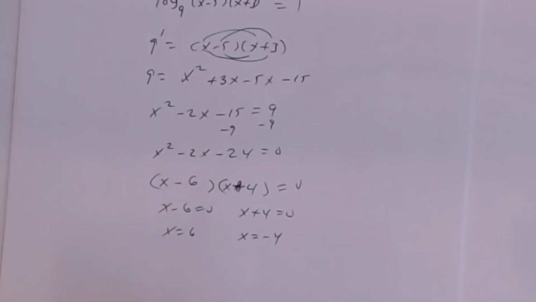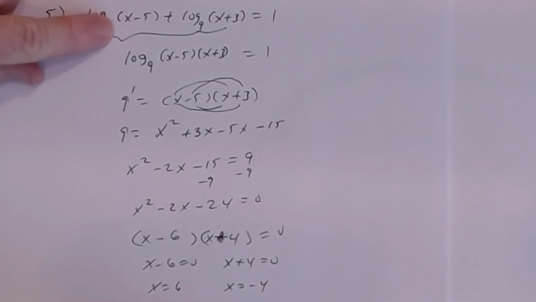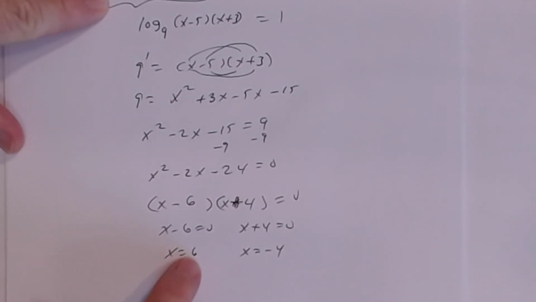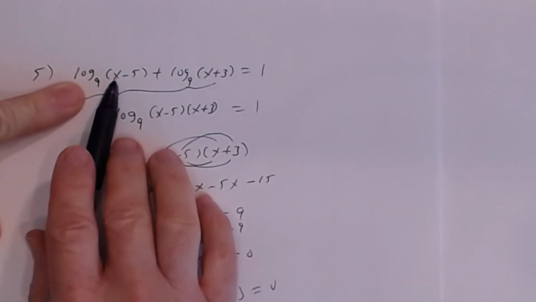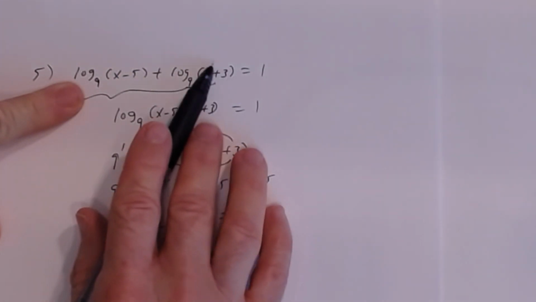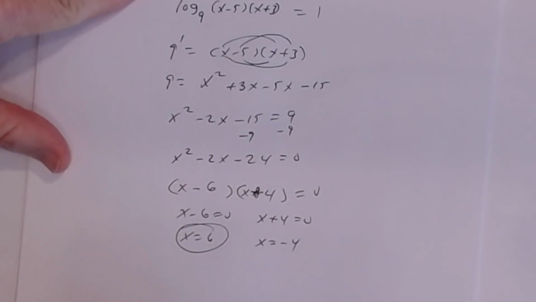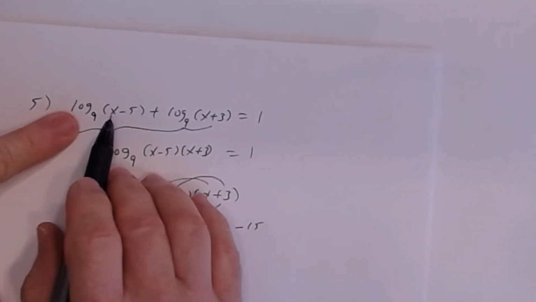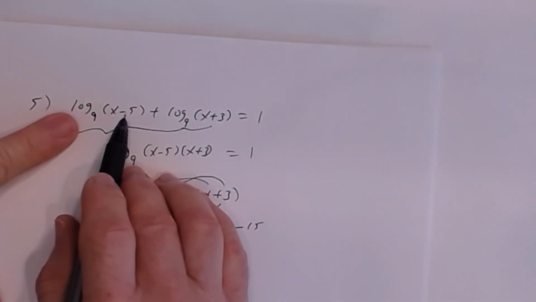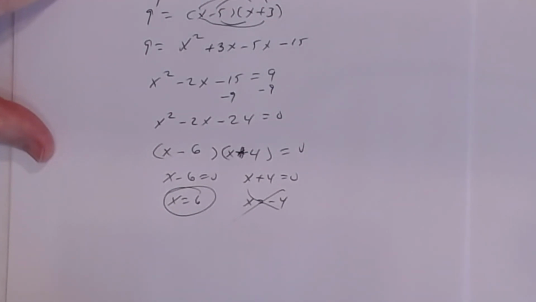Now remember, you've got to check those in the arguments to make sure that they're positive. So look, let's try 6. Is 6 minus 5 positive? Yes, it is. Is 6 plus 3 positive? Yes, it is. So this is going to be good. Let's look at negative 4. Is negative 4 minus 5 a positive number? No, it's not. It's a negative number. So right away, I cannot use that.